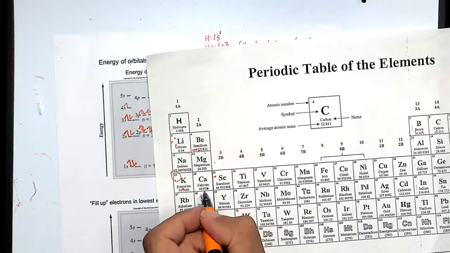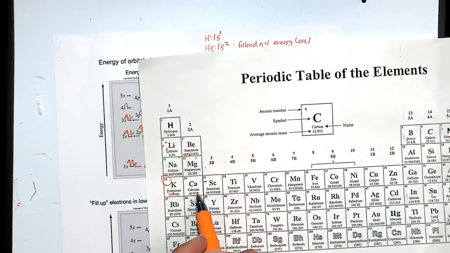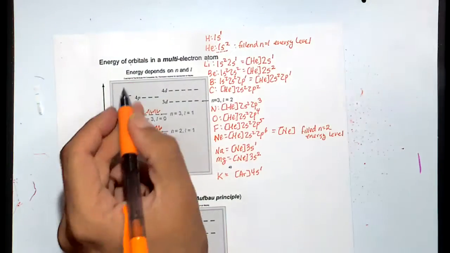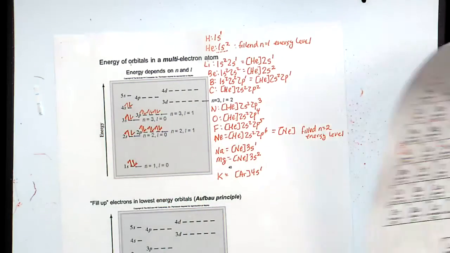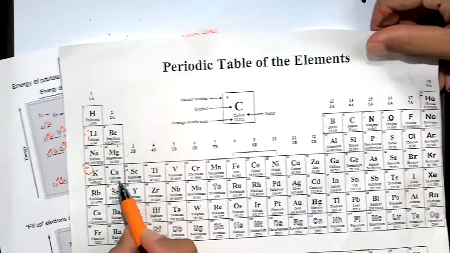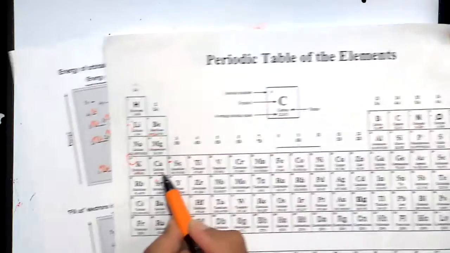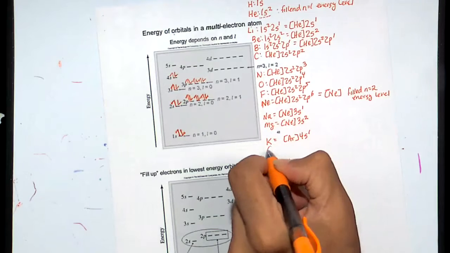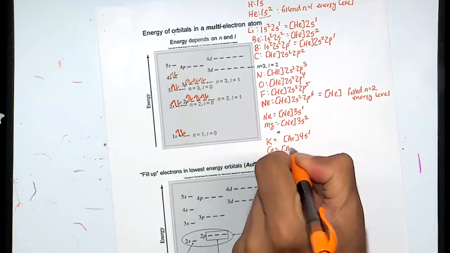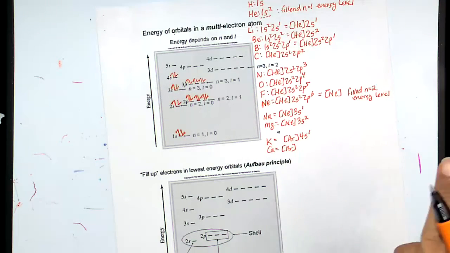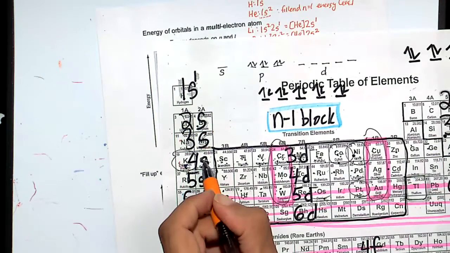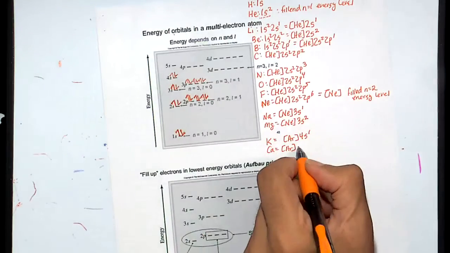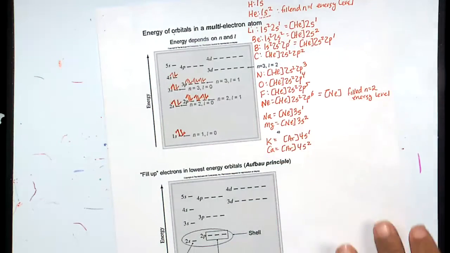How about calcium on this list? Okay, calcium, 20 electrons. The 20th electron is going to go to 4s. Okay, so calcium, the electron configuration of calcium is going to be 18 from argon, and then 4s2. Everyone see that? 4s1, 4s2. All right, now let's talk about this one here.